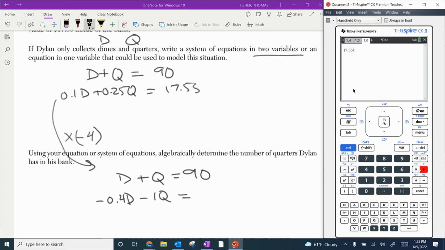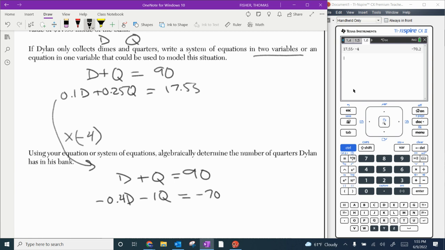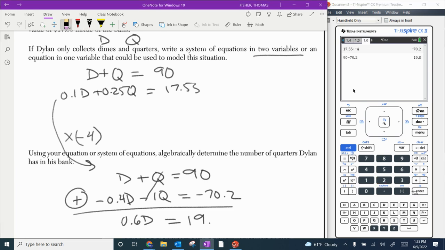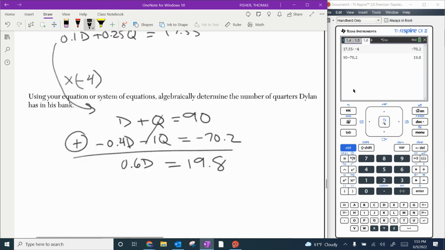1755 times, let's see, -4 I said. So that's -70.2. And then now if I add these, I can get rid of the Q's. So it'd be positive 0.6D equals, looks like that would be 19.2. Let's just check that. 90 minus 70. Oh, not 0.2. I meant 0.8. Yep, there it is. I knew that. Good thing I checked it. All right, then divide by 0.6. And you get D equals something.